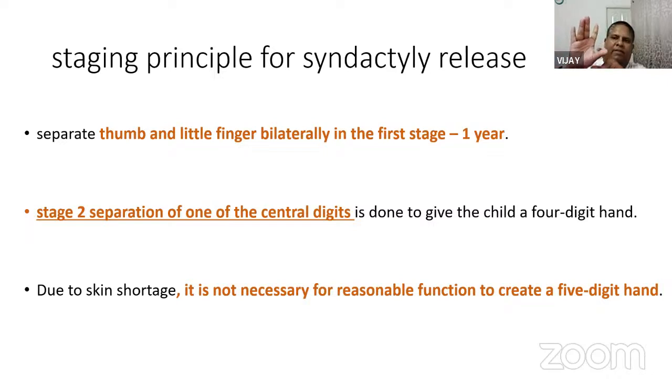But first you have to release the syndactyly of the thumb and the little finger. And the second, either this or this is removed. So give a four-fingered hand.